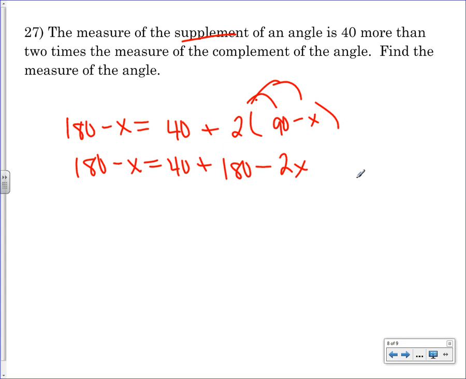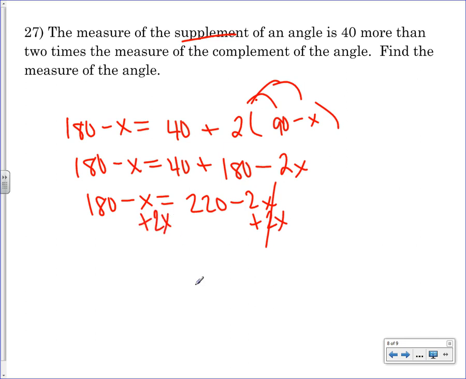Very good. So again, before I move anything from the left to the right side or vice versa, I always combine like terms first and then I move. So I'm going to keep the 180 minus x just like that. What's 40 plus 180? 220. I still have the minus 2x. From here, you can do whatever you want. You can subtract 180, you could add x, you could subtract 220, you could add 2x. For me personally, I prefer to work with the variable first, and I prefer to keep it positive. So what would I do? I would add 2x and add 2x.